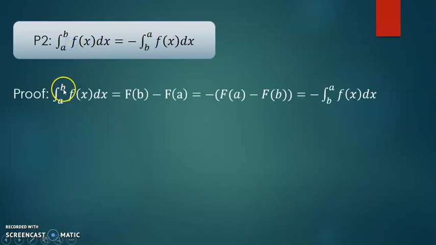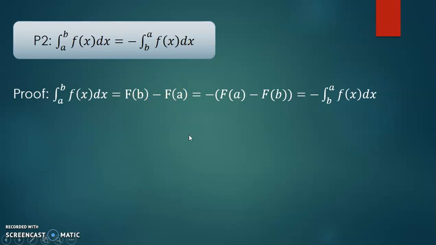The integral from a to b of f of x dx is big F evaluated at b minus big F evaluated at a. Always when you need to prove any property, you should start from the definition. So this is the definition of definite integrals. Now you need to reach this form. So you need to have F of a minus F of b instead of F of b minus F of a.